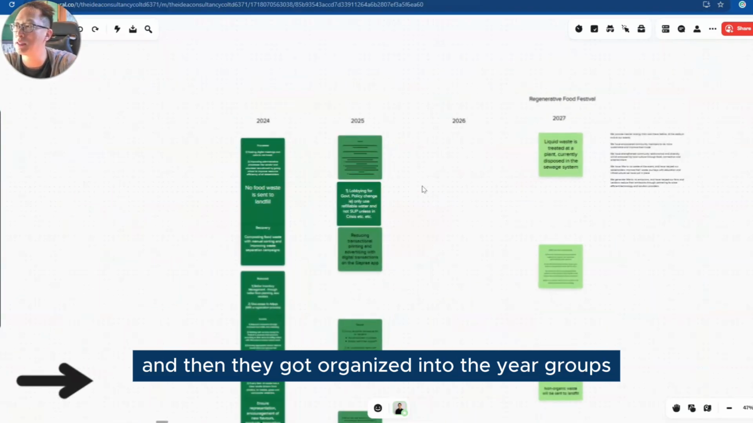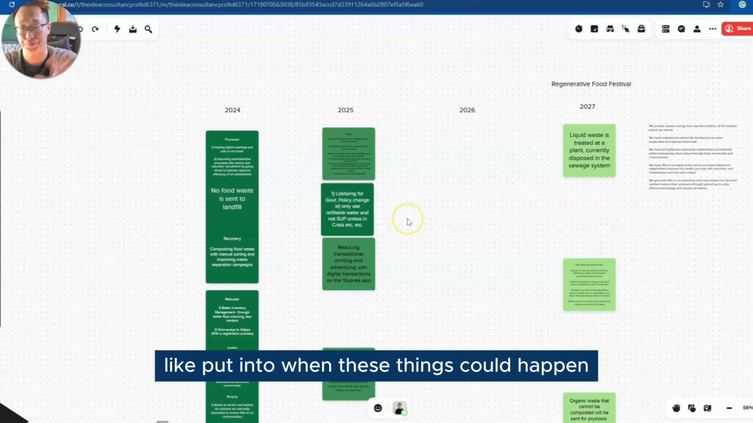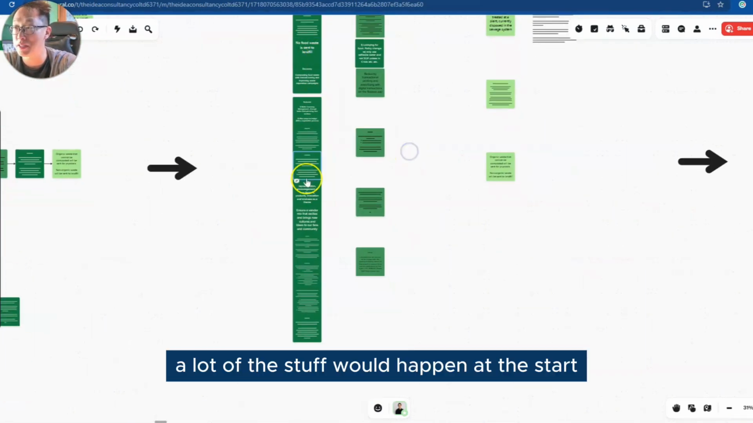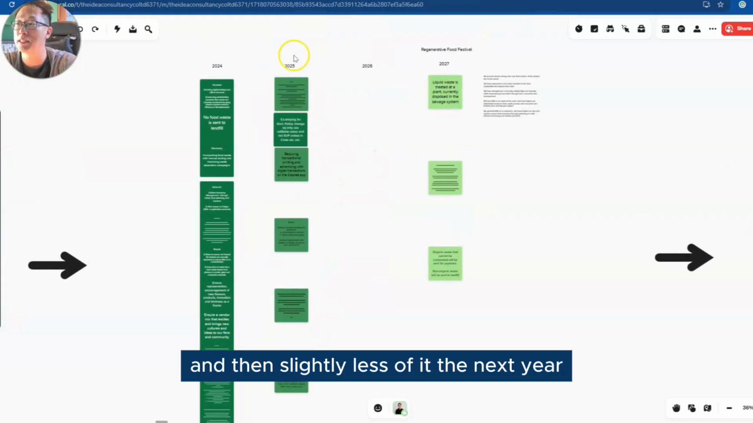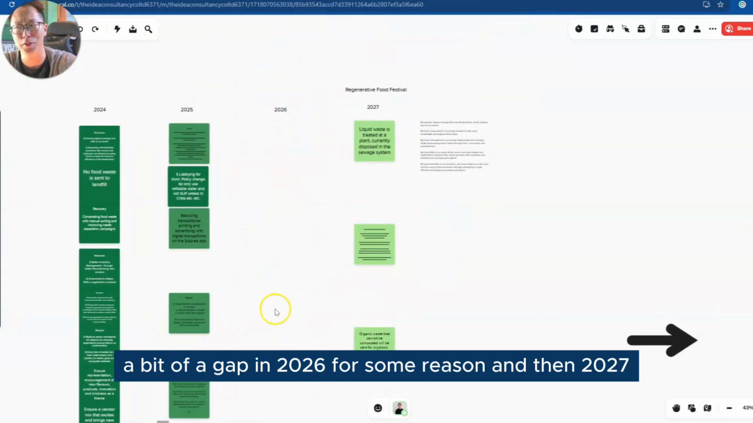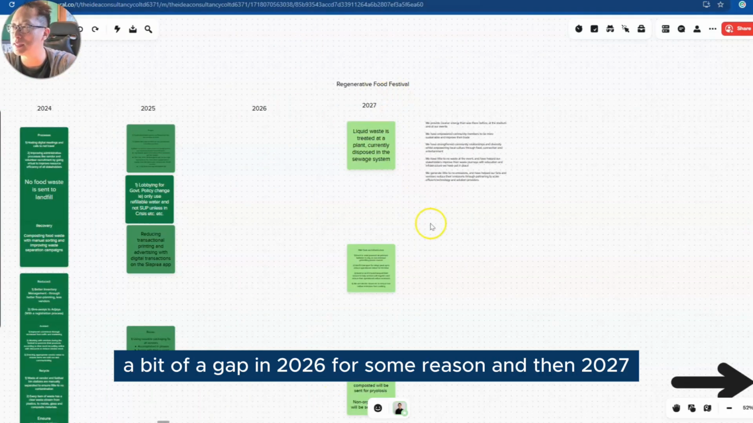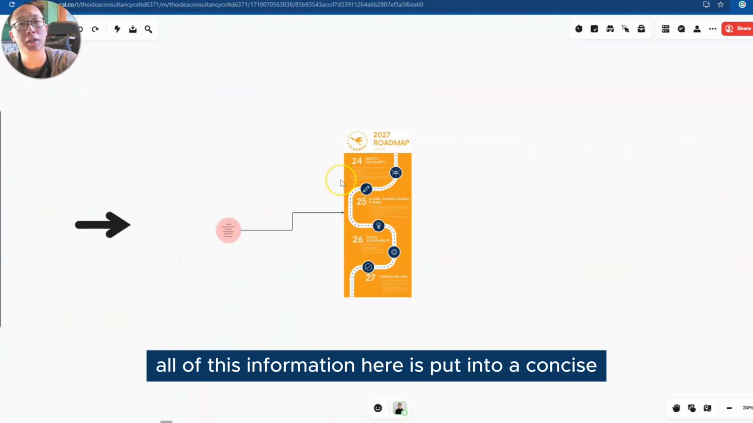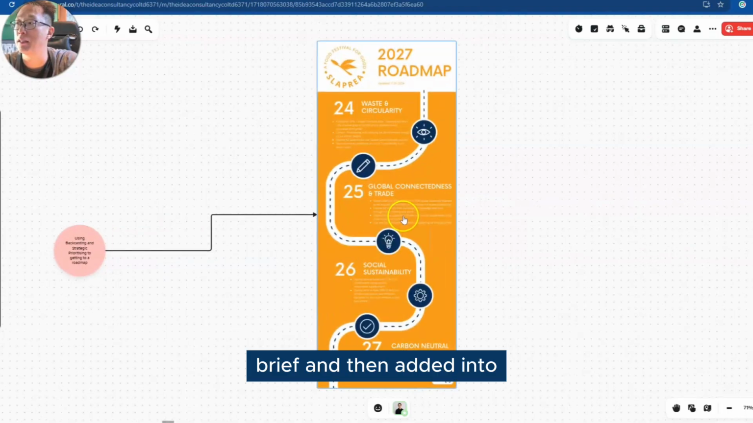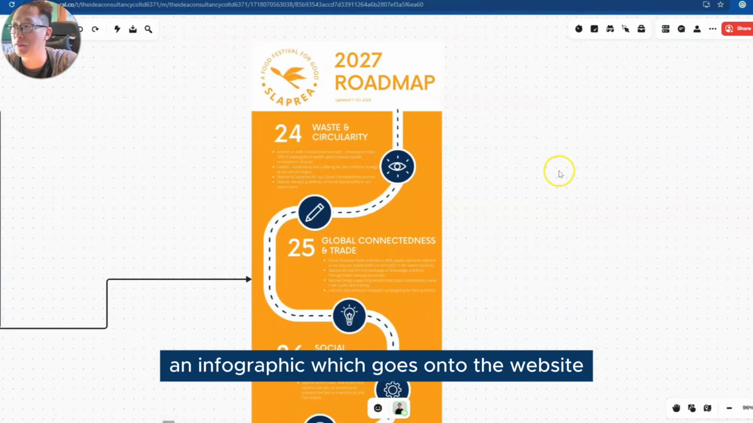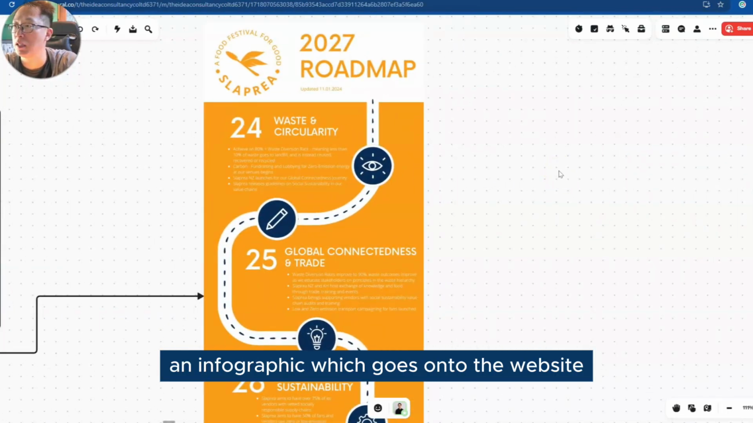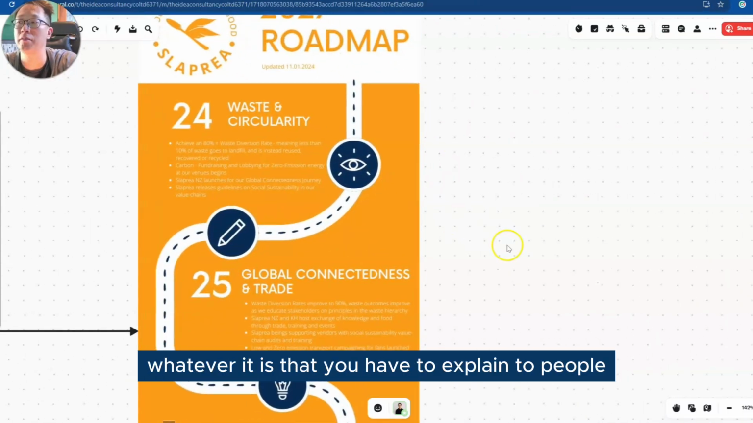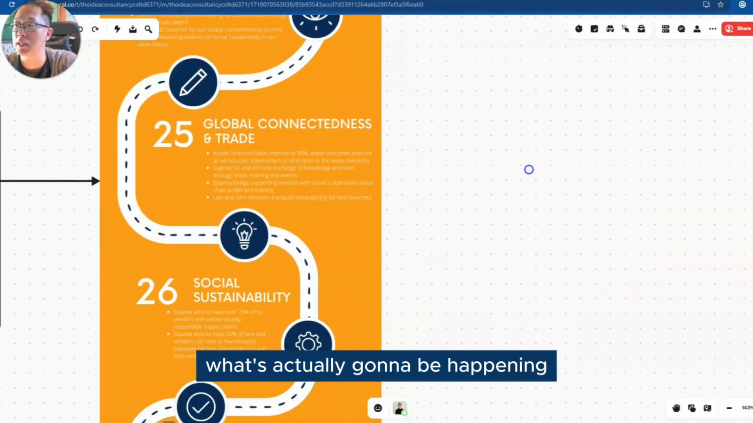So yeah, these are just some examples of ideas that came up from the impact category, and then they got organized into the year groups, like put into when these things could happen. It actually turns out a lot of this stuff would happen at the start, and then slightly less of it the next year. A bit of a gap in 2026 for some reason, and then 2027. What happens next is that all of this information is put into a concise brief, and then added into an infographic, which goes onto the website, onto annual reports, stakeholder information packs, whatever it is that you have, to explain to people what's actually going to be happening over the next few years.